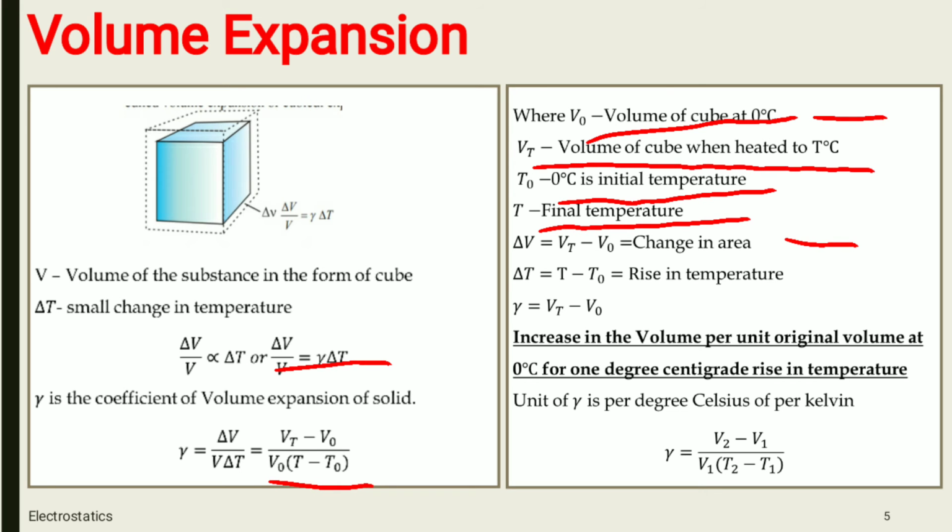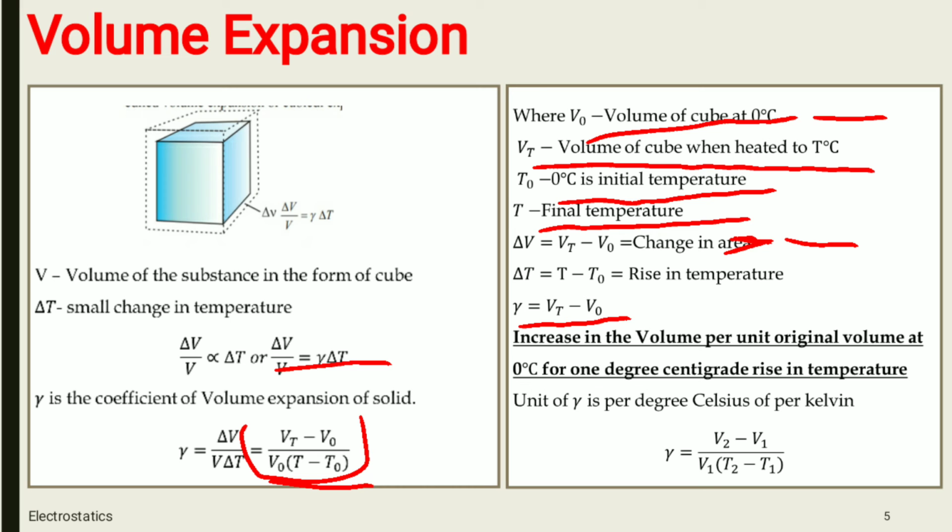Then Vt minus V0 is the change in volume, not area. I have written it wrong here. This is not area, this is change in volume. And delta T is T minus T0, which is the rise in temperature. So from this equation, if the initial volume of the cube is 1 unit and the rise in temperature is 1 degree Celsius, then you can write gamma is equal to Vt minus V0.